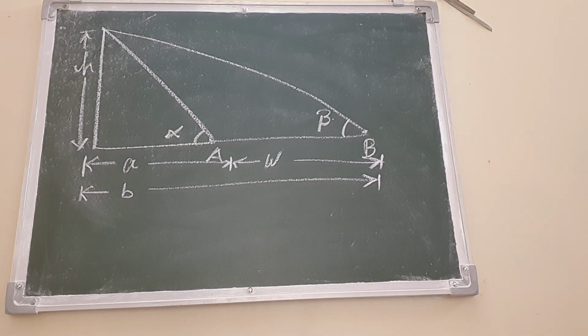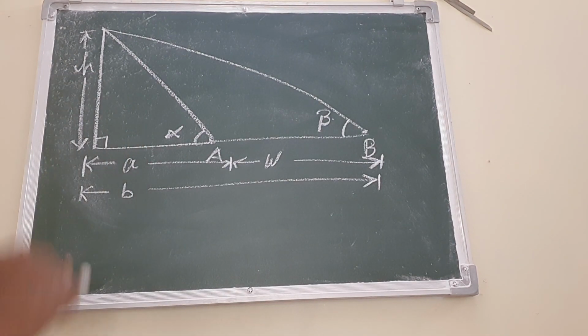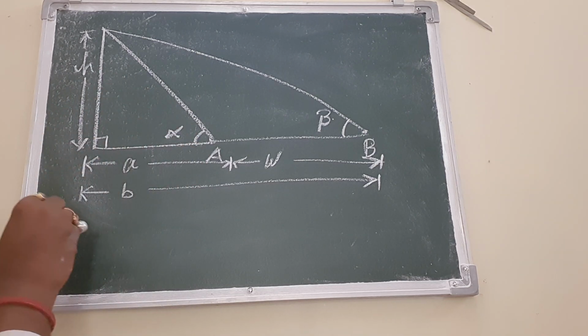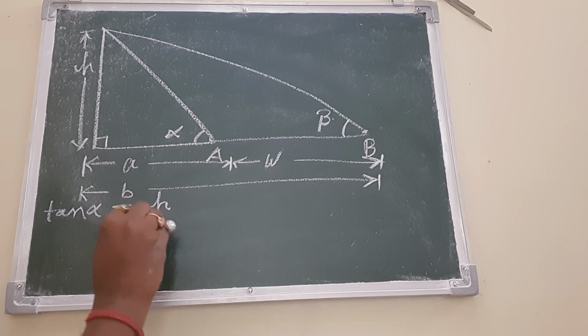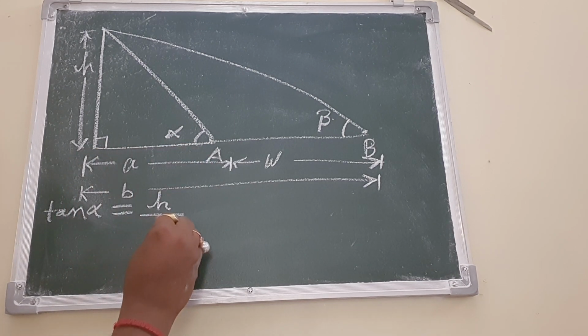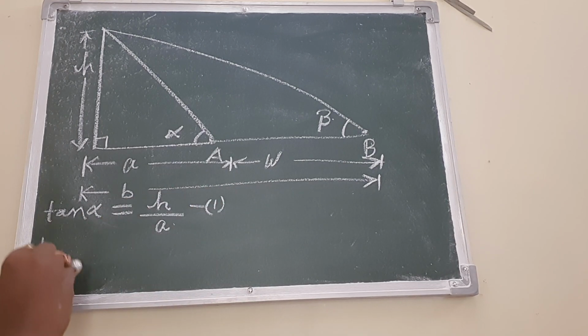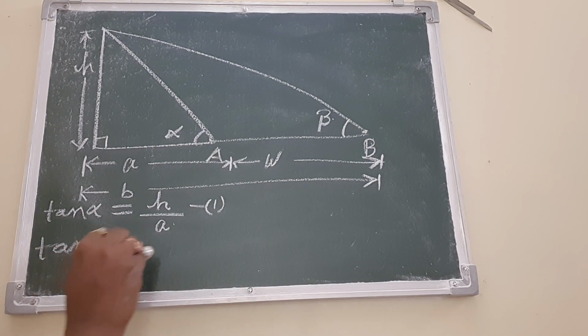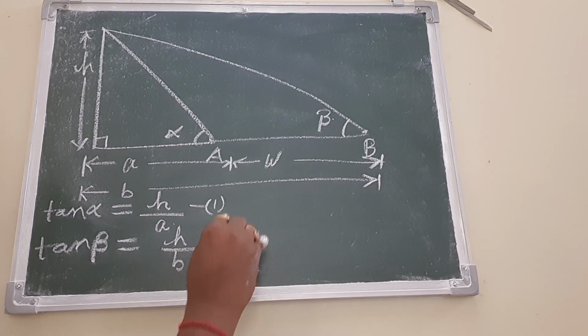So here there are two right angles, you can see. In the smaller right-angled triangle, tan alpha we can write as opposite side upon base, that is height upon a. This is our first equation. Then tan beta we can write as height upon b. That is our second equation.